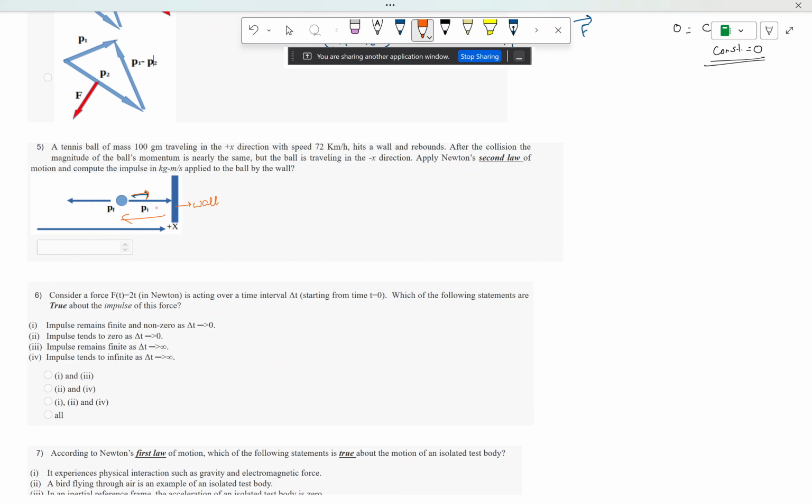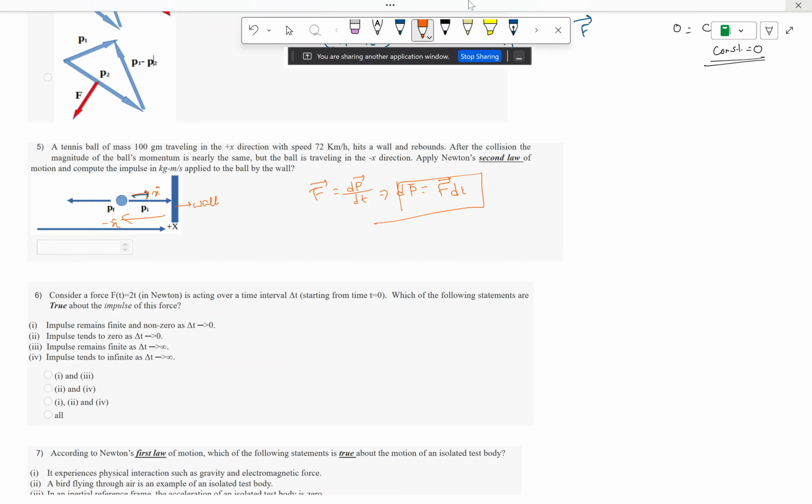but now its direction has been flipped, because earlier it was in the plus x direction and now it is in the minus x direction. So even if the values are similar, the direction has been flipped, so these two vectors are different. Now, using Newton's second law, you have to compute the impulse. You know that Newton's second law is F equal to dp by dt, or dp vector is equal to F times dt.